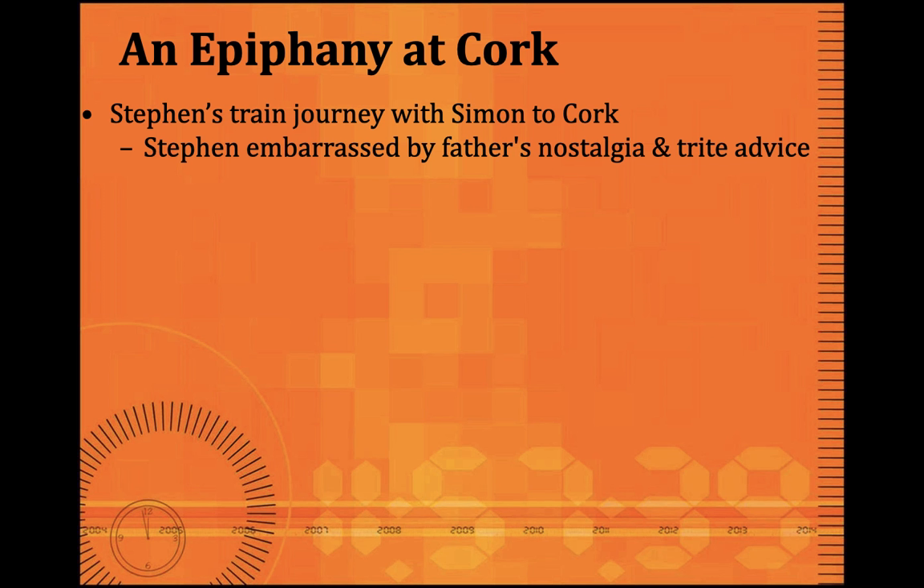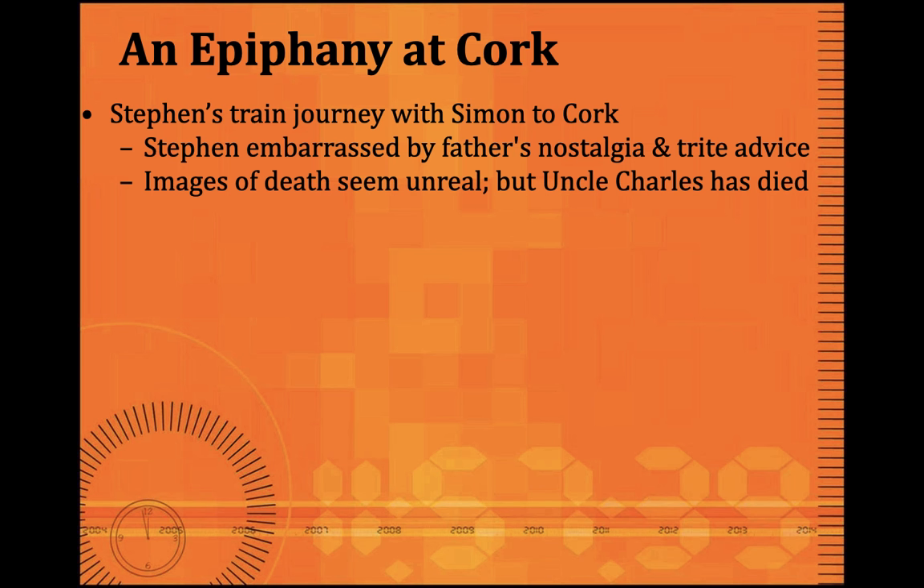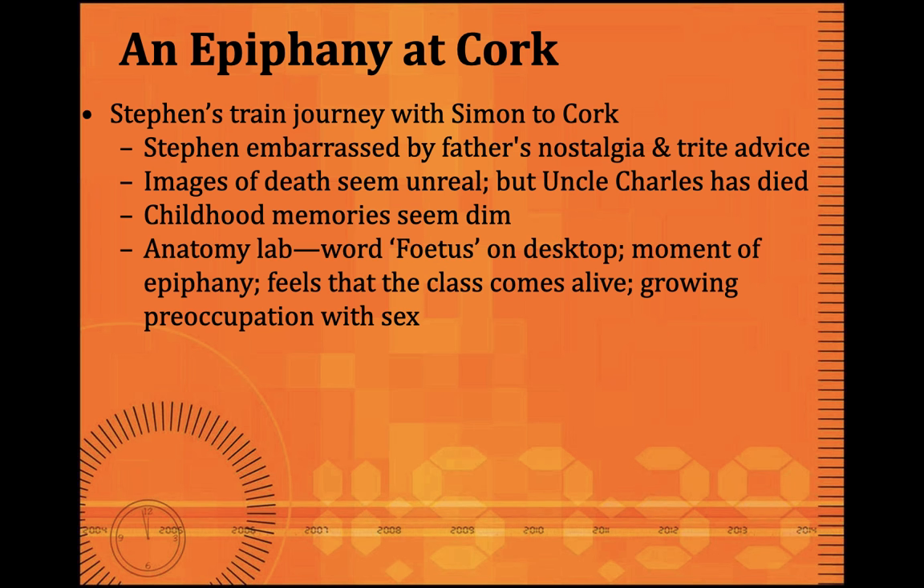You see this in Ulysses also. Stephen and Simon are characters in Ulysses also. There also Stephen doesn't connect with Simon. And he's searching for a father figure whom he finds in Leopold Bloom. And when they talk about Uncle Charles who has died, Stephen is now a teenager and he can't remember his childhood or Uncle Charles. Images of death seem unreal. Childhood memories seem dim.